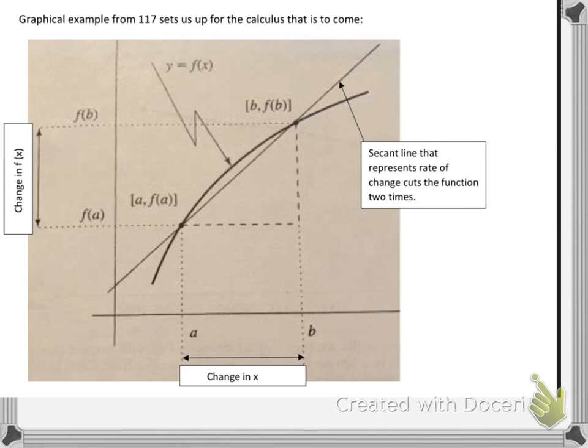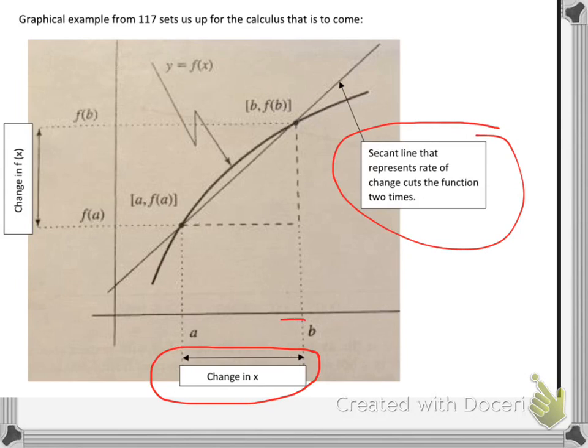Okay, I've taken this graphical example from page 117 because I think it's terrific, and I put in some additional notation on it. What they don't tell you is that in calculus, the line that hits your curve in 2 places that are nearby is the secant line. The secant line measures average rate of change. If you decrease the change in x, see this change of x right here? As you decrease it, what's going to happen to this line?